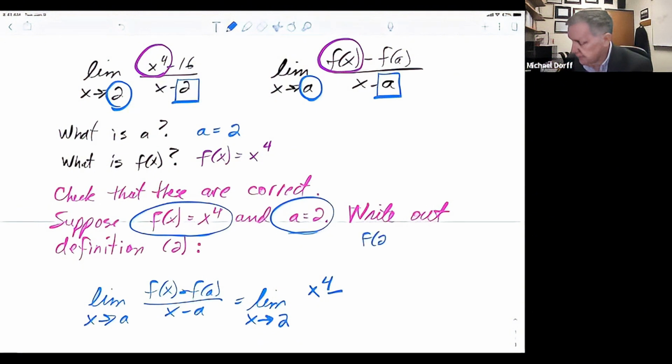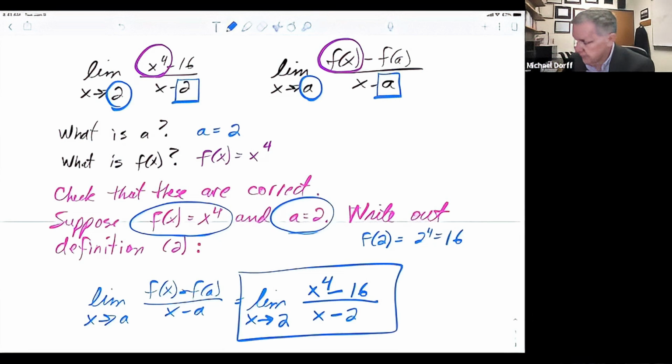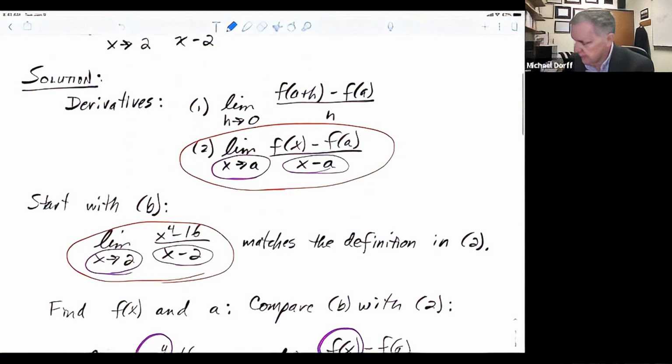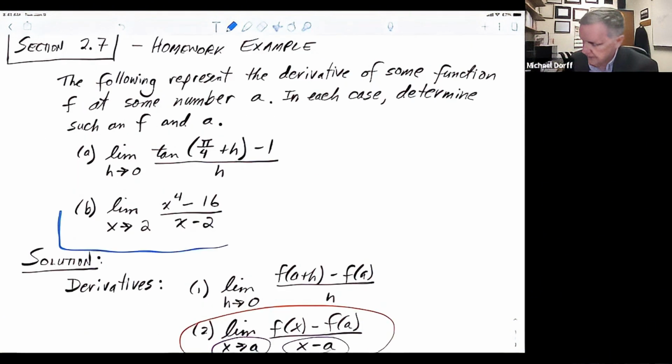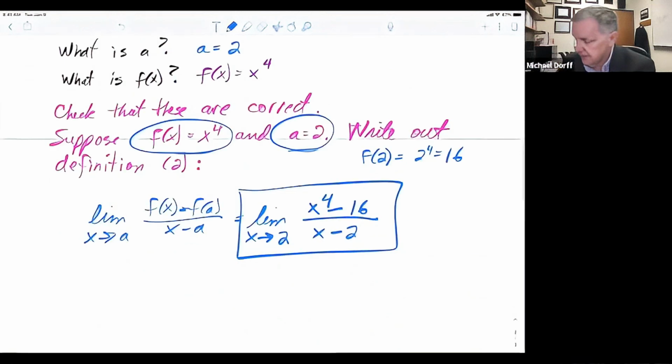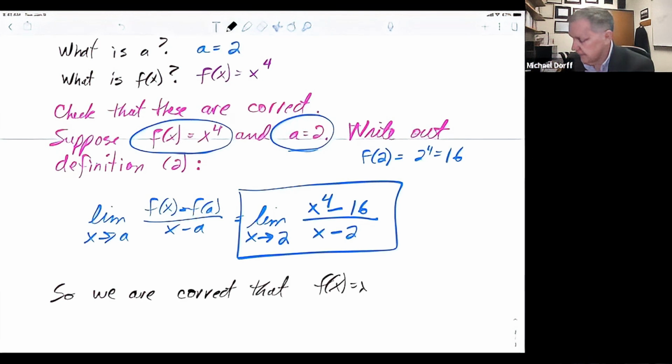f of 2 is going to equal 2 to the fourth, which is 16. So then I get x to the fourth minus 16 on the top, and on the bottom I get x minus a, which is x minus 2. Now how does that compare to what the original problem was? Well, if we look at the original problem for letter B, up here, we see that they match exactly.